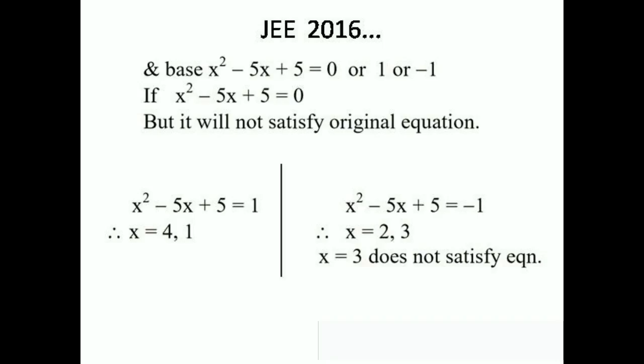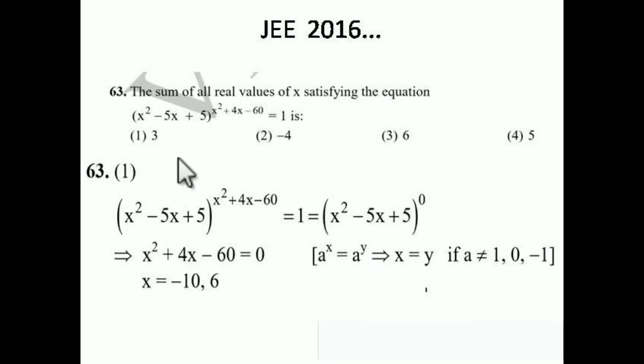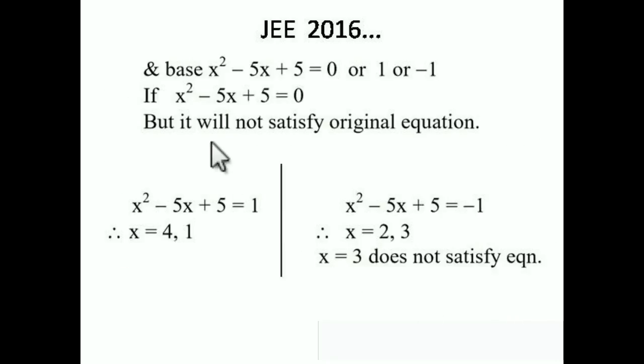Okay, let's see this. The base x² − 5x + 5 is equal to 0 or 1 or −1. If it is 0, then we don't have any integer value of x, and thus it is not going to satisfy this equation, so we are not going to solve it. Now we have taken 0, now we are going to take 1, then we are going to take −1.